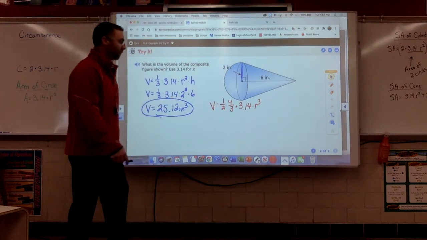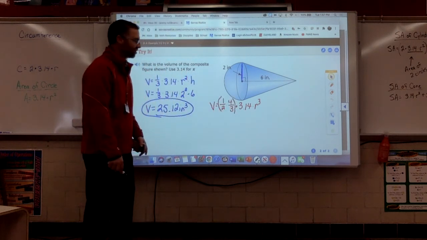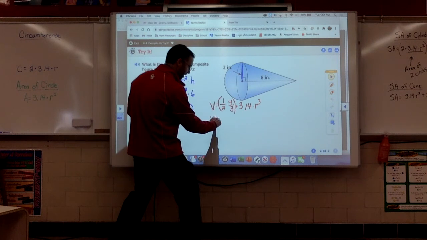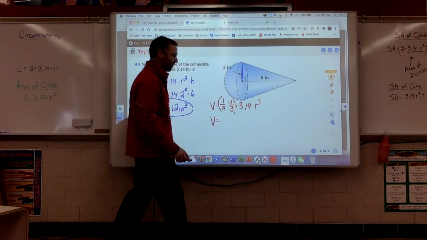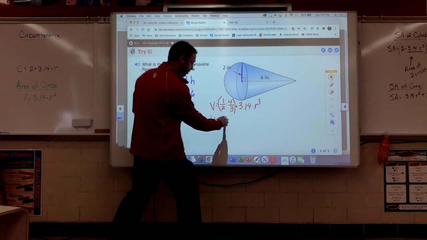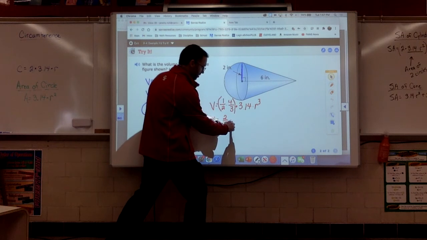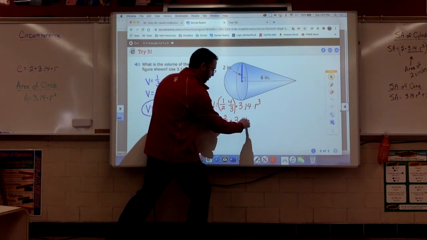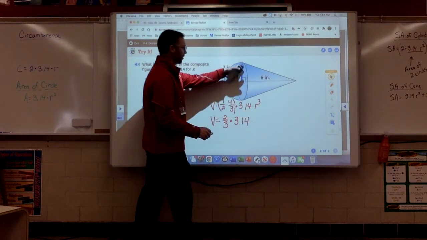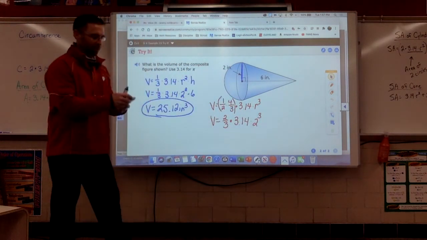Let's multiply those two things together as we move to our next step. 1/2 times 4/3 becomes 4/6. Simplified, this reduces to 2/3. So we've got 2/3 times 3.14 times the radius to the third power. Once again, our radius is still 2. Now we have our information.